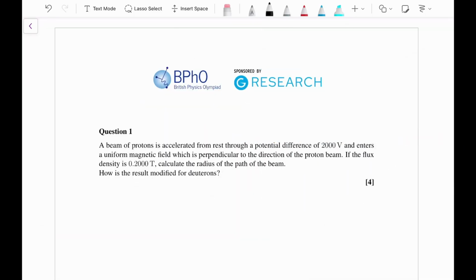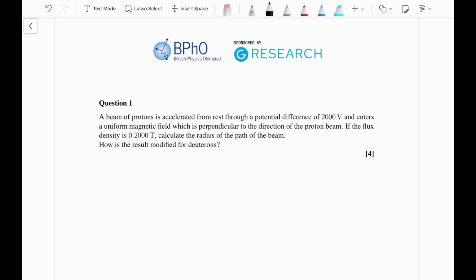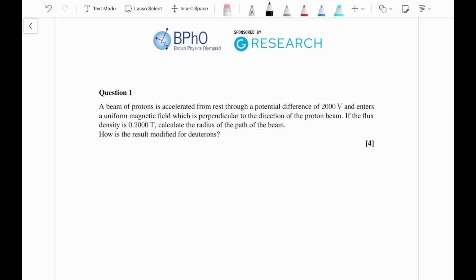In this video, we're going to look at two questions on magnetic fields. First of all, it says a beam of protons is accelerated from rest through a potential difference of 2000 volts and enters a uniform magnetic field which is perpendicular to the direction of the proton beam. If the flux density is 0.2 teslas, calculate the radius of the path of the beam. And then it wants us to specify how the result is modified for deuterons.